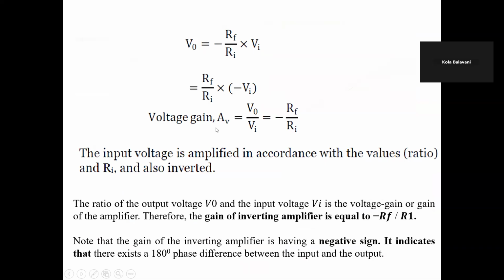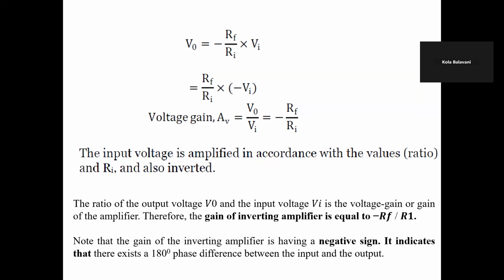But finally we need the gain value. Gain is nothing but V naught by Vi, so this becomes minus Rf by R1. The input voltage is amplified in accordance with the values of Rf and R1, and here the output is also inverted. We can identify the inverted output by this sign. So the gain of the inverting amplifier is equal to minus Rf by R1. The negative sign indicates that there is a 180-degree phase shift between input and output.